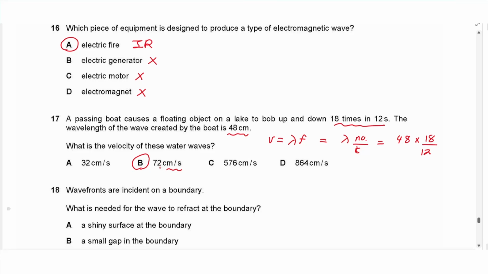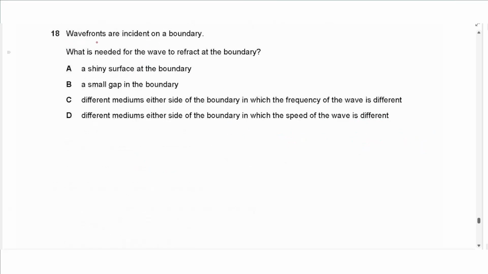so the answer is B. Question 18 says wavefronts are incident on a boundary. What is needed for the wave to refract at the boundary? A shiny surface at the boundary, a small gap in the boundary that causes diffraction, different mediums either side of the boundary in which the frequency of the wave is different. Not frequency, it is speed of wave is different, so the answer is D.